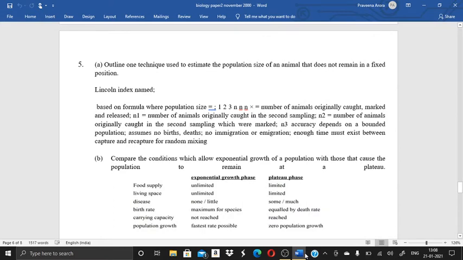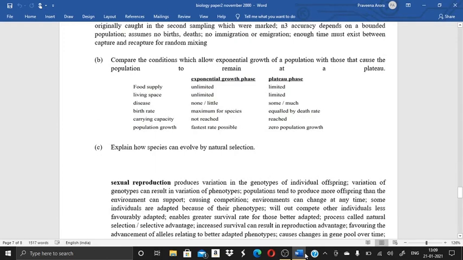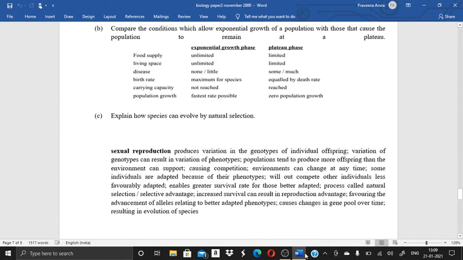Question number 5, outline one technique used to estimate the population size of an animal that does not remain in a fixed position. That is the Lincoln index. So I have given how to calculate it. Then, compare the conditions which allow exponential growth of a population with those that cause the population to level off. I have given you the detail about that in tabular form, and you can just see it, and you can even make it yourself also.